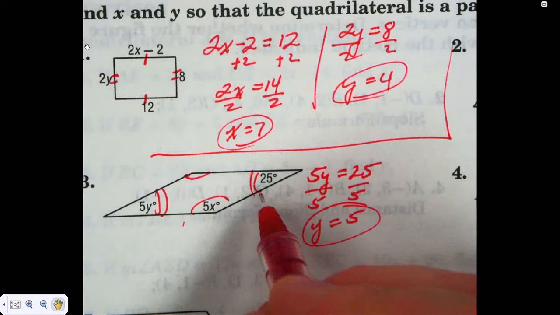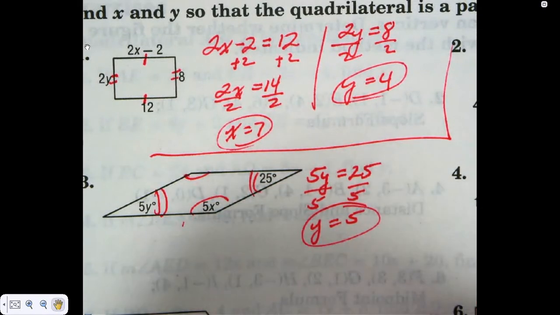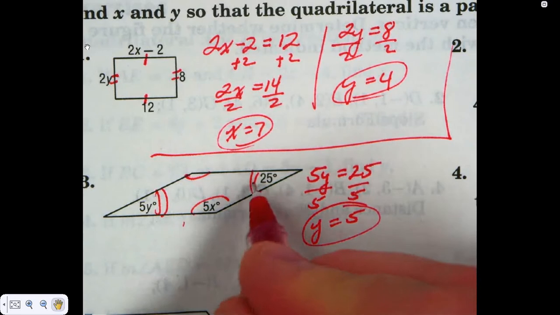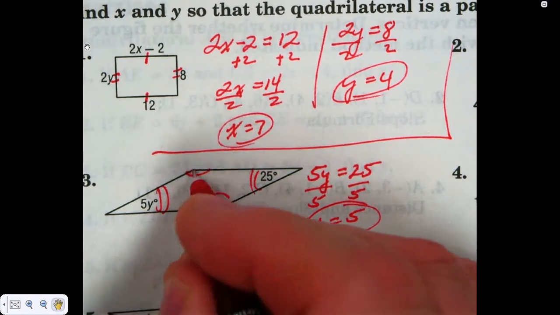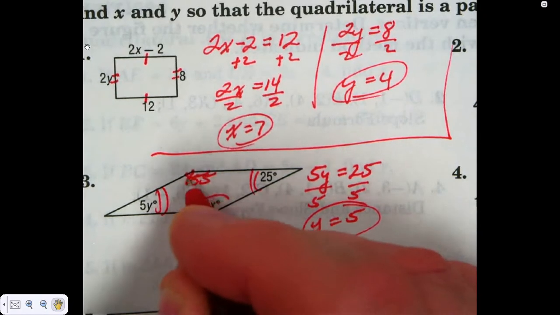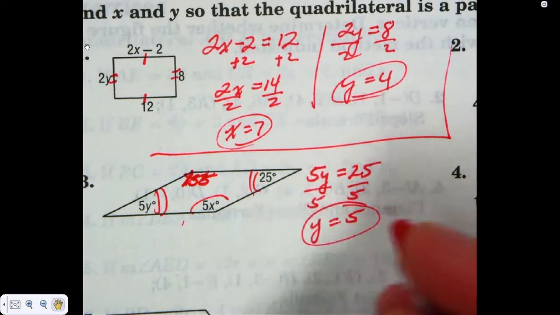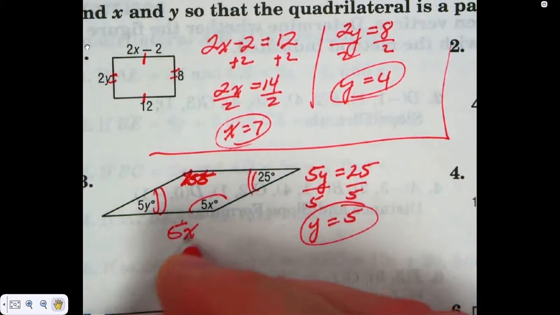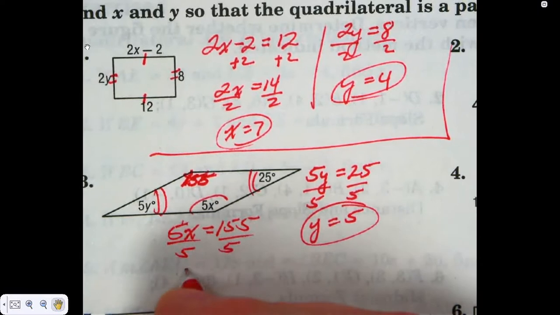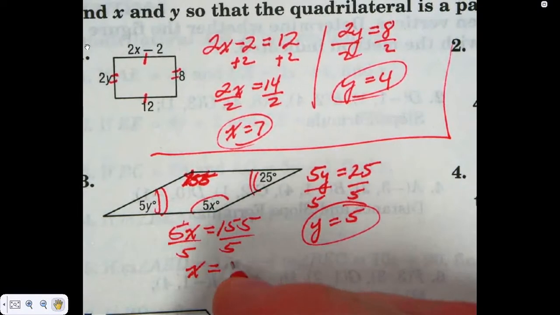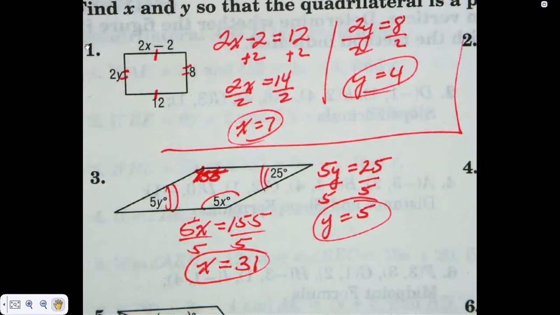What else do I know about these? Consecutive ones beside or on top of each other were what? Supplementary. So if this one's 25, what's the one right next to it got to be? How about 155? Is that right? So now you have an equation. 5x equals 155. Divide both sides by what? 5. X is equal to? 31. Make sure you've got that written down.